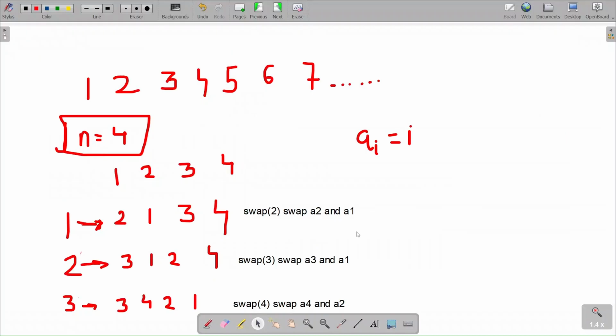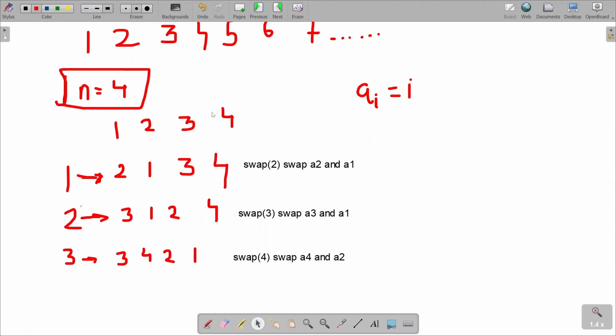Let's understand the test case where n is equal to 4. Swap 2 swaps a2 and a1, so this was swapped to give 2 1. Now at the third operation, swap 3, we have to swap a3 and a1, so 3 and 2 are swapped. The resulting array is 3 1 2 4, and then swap 4 happens, which swaps a4 and a2.